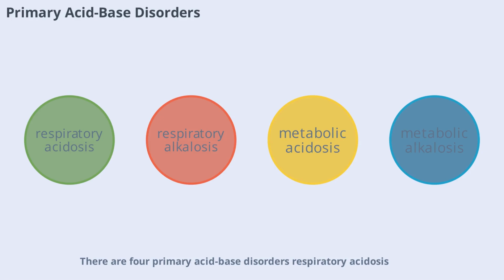There are four primary acid-base disorders: respiratory acidosis, respiratory alkalosis, metabolic acidosis, and metabolic alkalosis. Respiratory disorders originate from changes in ventilation, affecting CO2 levels. Metabolic disorders stem from non-respiratory sources, such as the kidneys or gastrointestinal system, affecting bicarbonate. Each disorder has distinct causes and clinical implications, which we'll explore in detail.